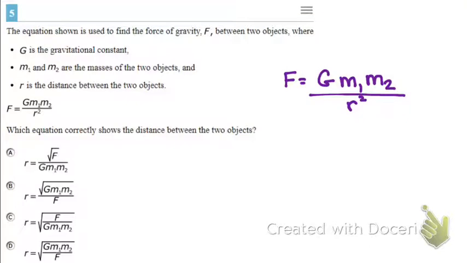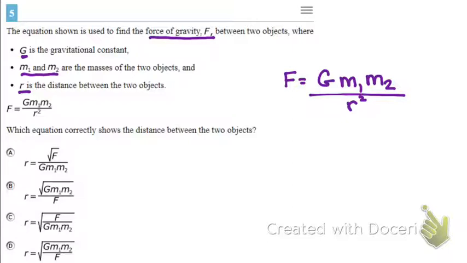So here it says the equation shown is used to find the force of gravity F. So F is the force of gravity between two objects, where G is the gravitational constant, M1 and M2 are the masses of the two objects, and R is the distance between the two objects. So it's telling us what each of those variables are and what that equation is.